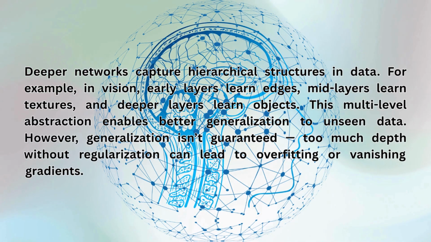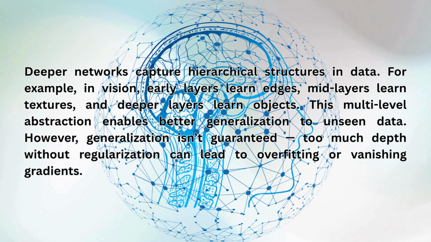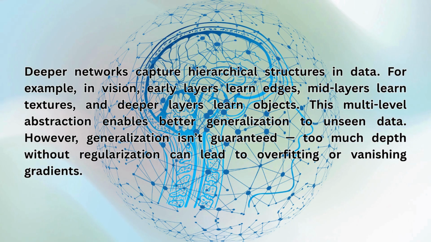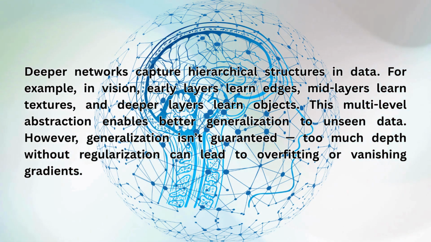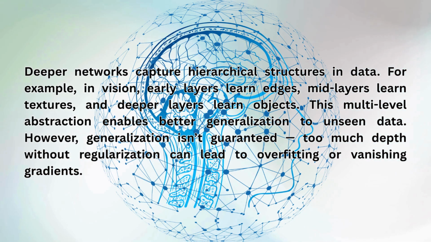Deeper networks capture hierarchical structures in data. For example, in vision, early layers learn edges, mid-layers learn textures, and deeper layers learn objects. This multi-level abstraction enables better generalization to unseen data. However, generalization isn't guaranteed. Too much depth without regularization can lead to overfitting or vanishing gradients.